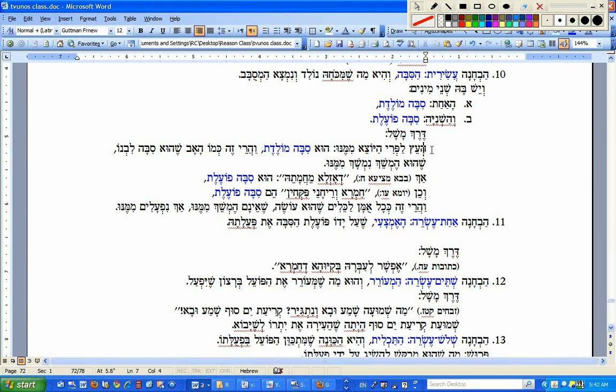"Derech mashal, etz pri hayotzei mimenu, etz lepri hayotzei mimenu." The tree is the Siba Moledes of the fruit. "Hu Siba Moledes. V'harei ze kemo av shehu siba leveno, shehu hemshech nimshach mimenu." A Siba Moledes is like the father who is the Siba Moledes of his child, where the child is a continuation of him directly.